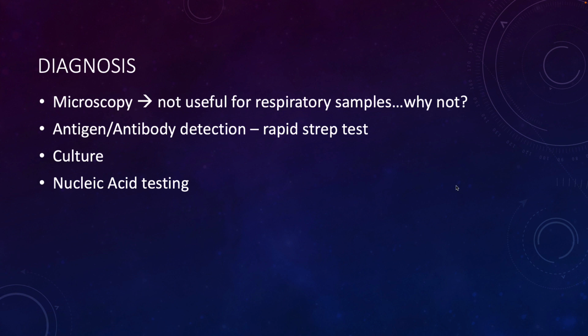You can do culture. You'll see that beta hemolysis. You can do nucleic acid testing. And one of the other things to remember is that if you want to differentiate staph and strep, so let's say it's a gram-positive coccus, staphylococcal species are catalase positive, streptococcal species and enterococcal species are catalase negative.